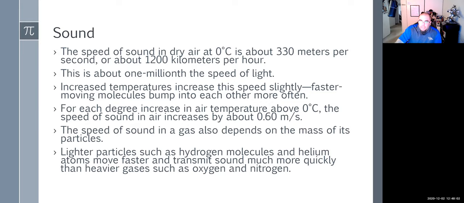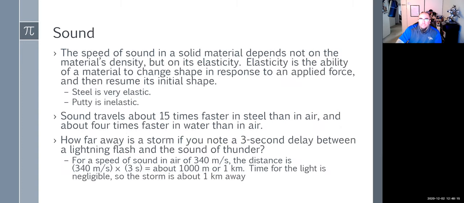The speed of sound in a gas also depends on the mass of the particles, right? Lighter particles like hydrogen and helium molecules move faster and transmit sound much more quickly than oxygen and nitrogen. The speed of sound in solid materials depends upon its density and its elasticity, right? Elasticity is the ability to change shape in response. Steel, very elastic. This thing, pretty elastic, right? So it'll transmit sound a little bit better. Sound travels about 15 times faster in steel than air, and about 4 times faster in water than air.